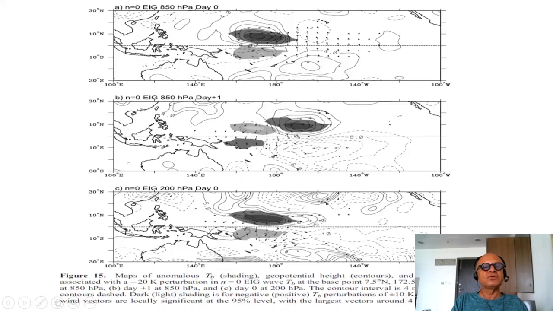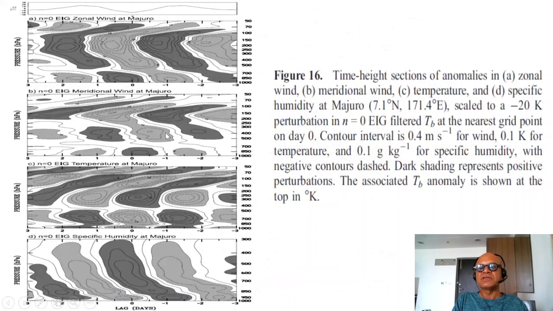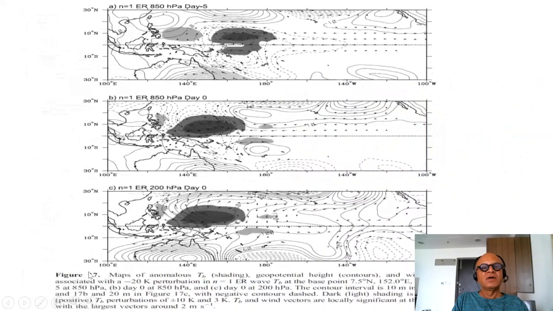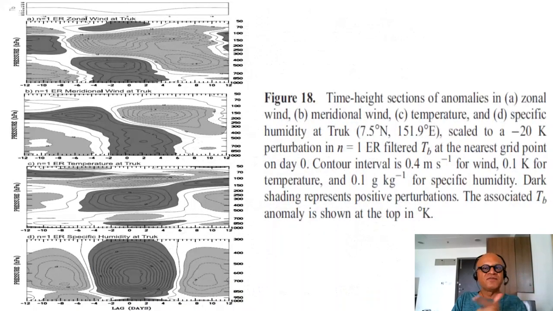This is n equals 0 eastward inertial gravity waves. This is the time height section of the n equals 0 inertial gravity wave in zonal winds, meridional winds, temperatures, and specific humidity. This is the n equals 1 equatorial Rossby wave, again showing more of the rotational aspects of the Rossby wave. So background winds, zonal, meridional, and vertical shears, impacts on the phase speeds, changes in wavenumbers.